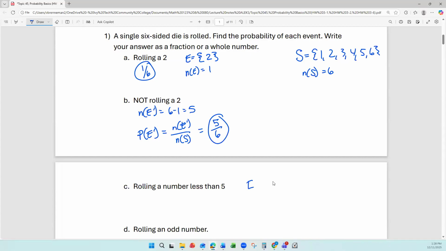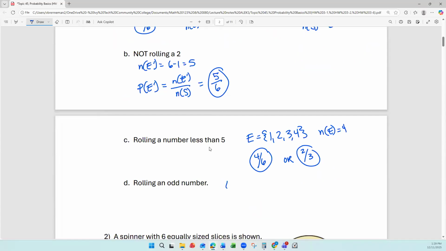Rolling a number less than 5, the event space would be 1, 2, 3, and 4, the numbers included. The number of elements in that space is 4, so the probability is 4/6. Or you can simplify to 2/3, but you don't need to. Alex will fully accept either form. Rolling an odd number, the event space is the numbers 1, 3, and 5. There are 3 of those, and so the probability is 3/6. Or you can simplify to 1/2.